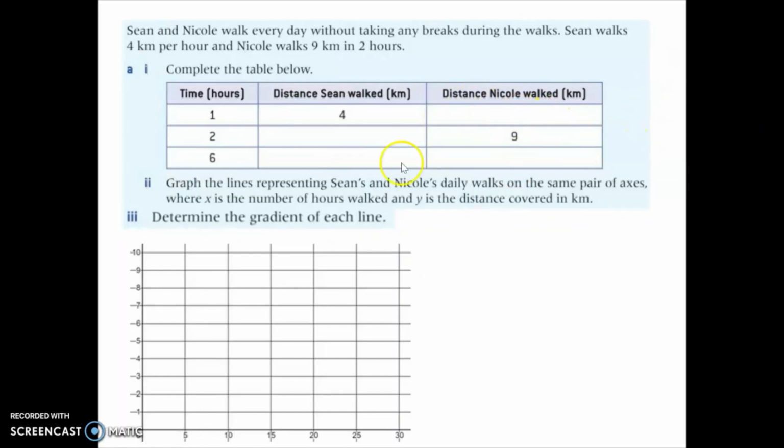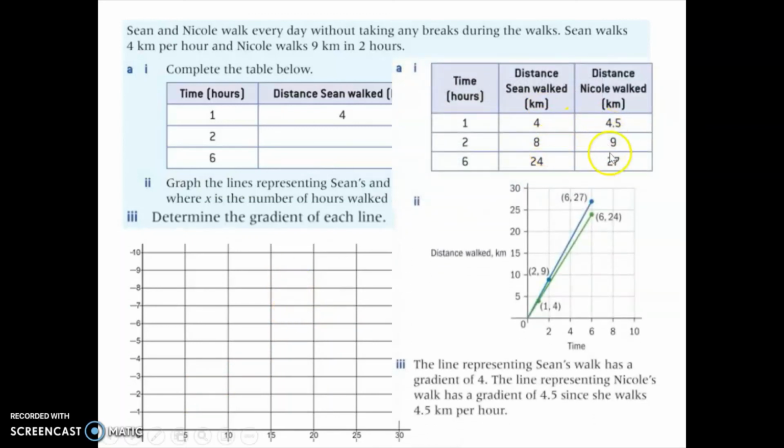Now that you've filled in those values, plot them on here. One line for Sean, one for Nicole. Plot the points and then join the points and find the gradient of each line. So here's what you should have in your table. Nicole's unit rate is 4.5 kilometers per hour. If you graph the two lines, you have this. And the two gradients shouldn't be a mystery because the gradients are the unit rate. So for Sean, his gradient is 4. It means he goes 4 kilometers per hour. That is the unit rate. And for Nicole, it should be 4.5. That is her unit rate, 4.5 kilometers every hour.